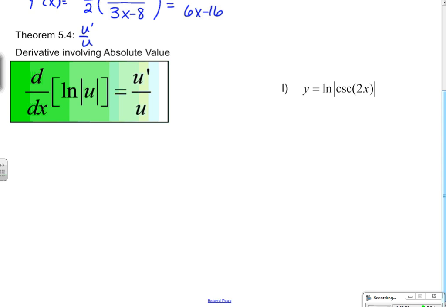Absolute values. What if I hit a natural log with absolute value? Well, here is the description of the derivative for that one. It's simply u prime over u. No different than what the natural log of regular u is. So there's one nice thing. We don't have to memorize something different. So let's go on to the next problem.